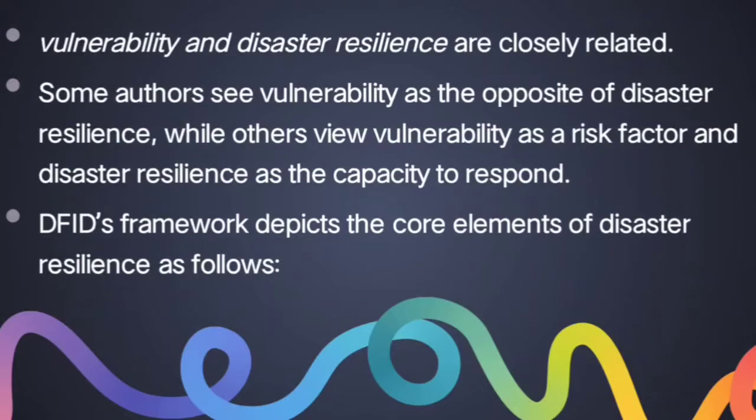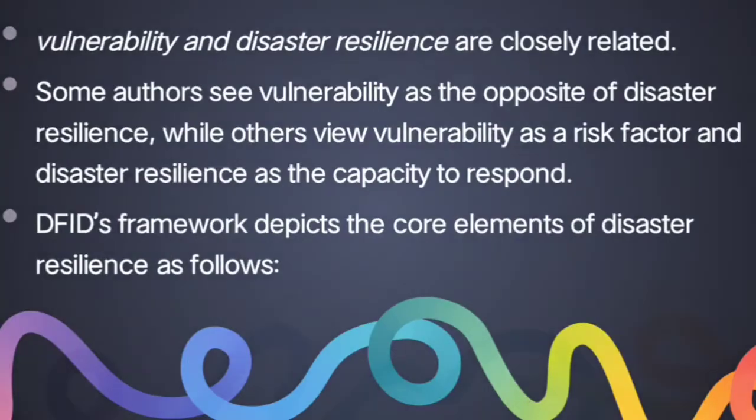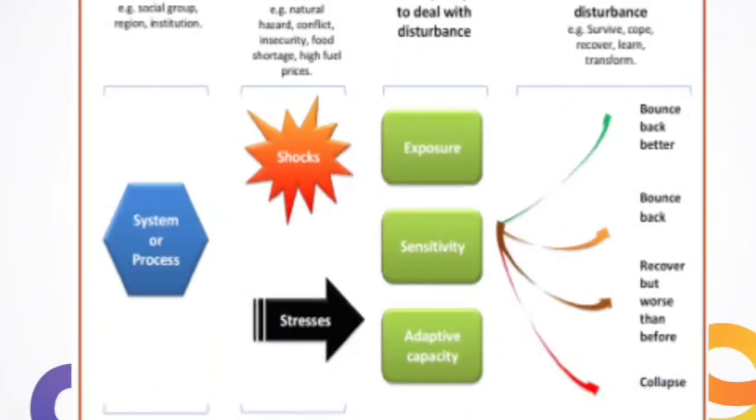According to DFID, a framework is given as follows. The framework involves four main elements. First one, the context of a particular group of people or an individual and the possibility of disturbances occurring. Then third one, their capacity to deal with the disturbances. And the fourth element, their reaction to the disturbances that occurred.